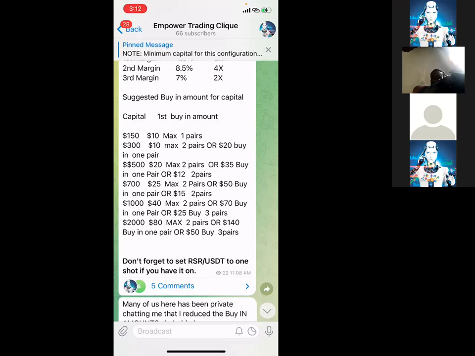If you have $2,000, this is the baba. If you have $2,000, you can have $80 on maximum 2 pairs. You can have $140 on 1 pair, or you have $50 on 3 pairs. There are so many ways you can manipulate this.